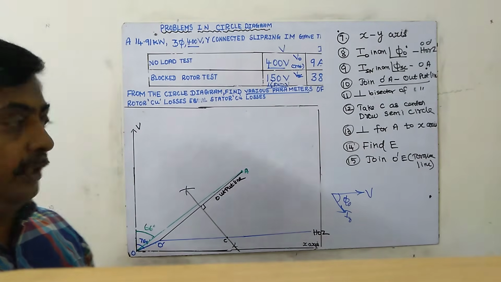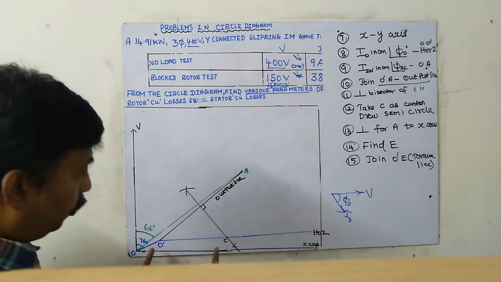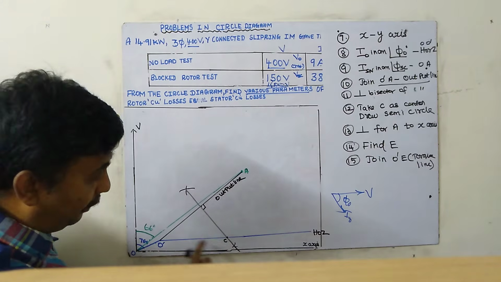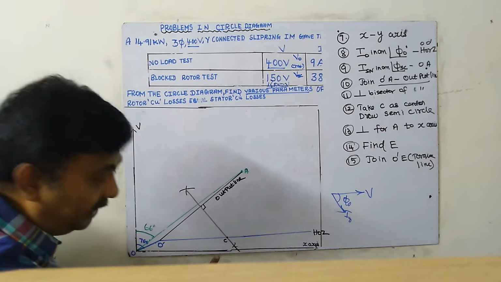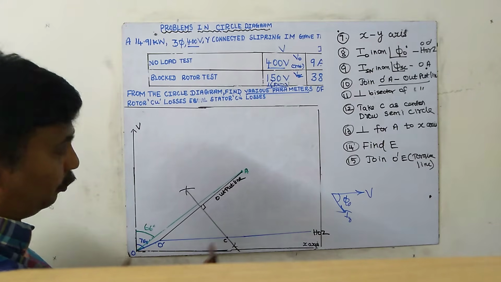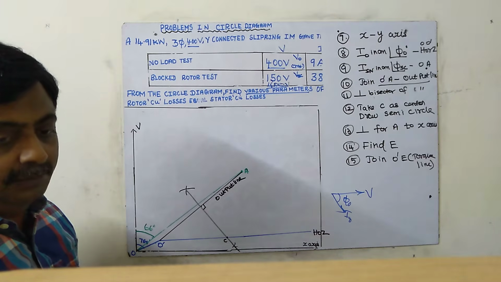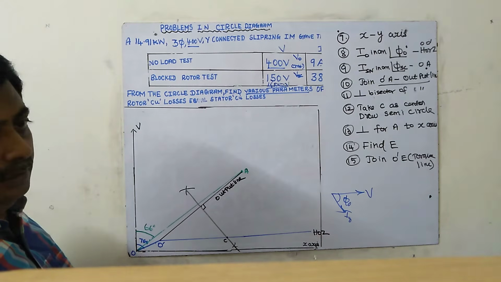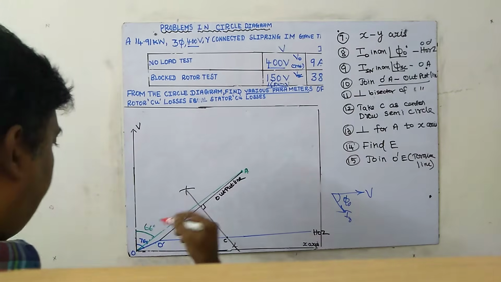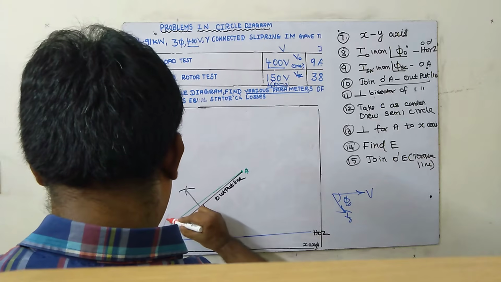Now what we have to take? We have to take C as the center and O dash C as the radius. See where the C point is. It is on the horizontal axis, not on the x-axis. You should remember that. Next, we take C as the center and O dash C as the radius, and draw a semicircle. Same compass we have to take. My semicircle won't be very neat, it will be like this.